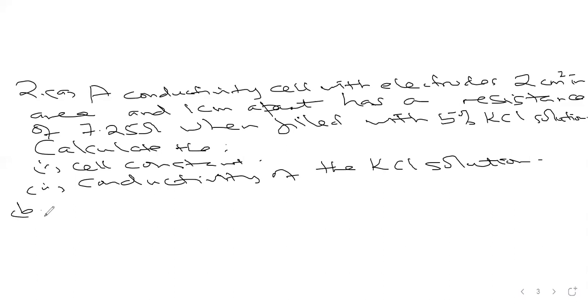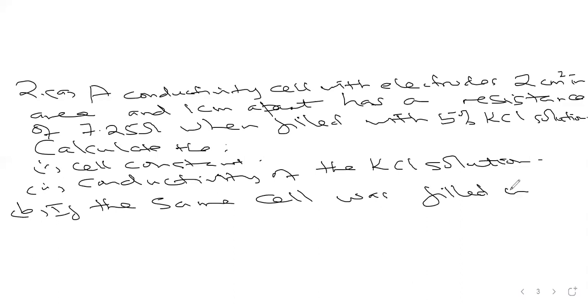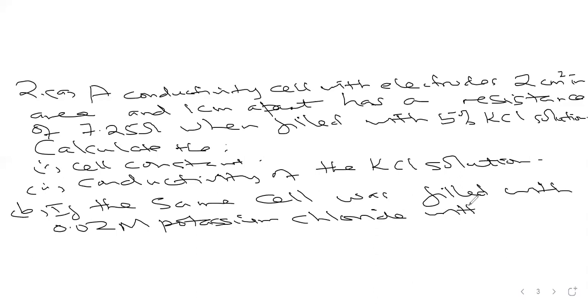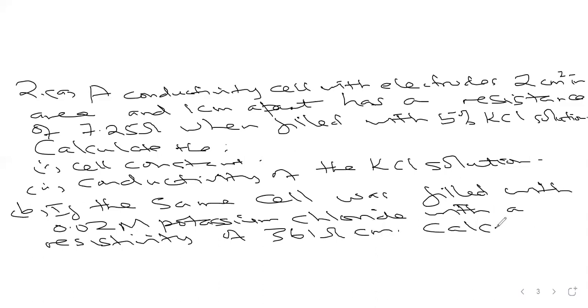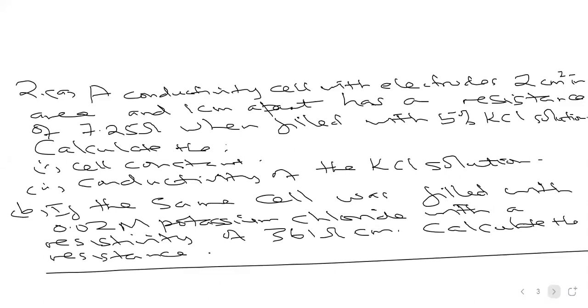Part B, if the same cell was filled with 0.02 molar potassium chloride with a resistivity of 361 ohm centimeter. Calculate the resistance. There we go.